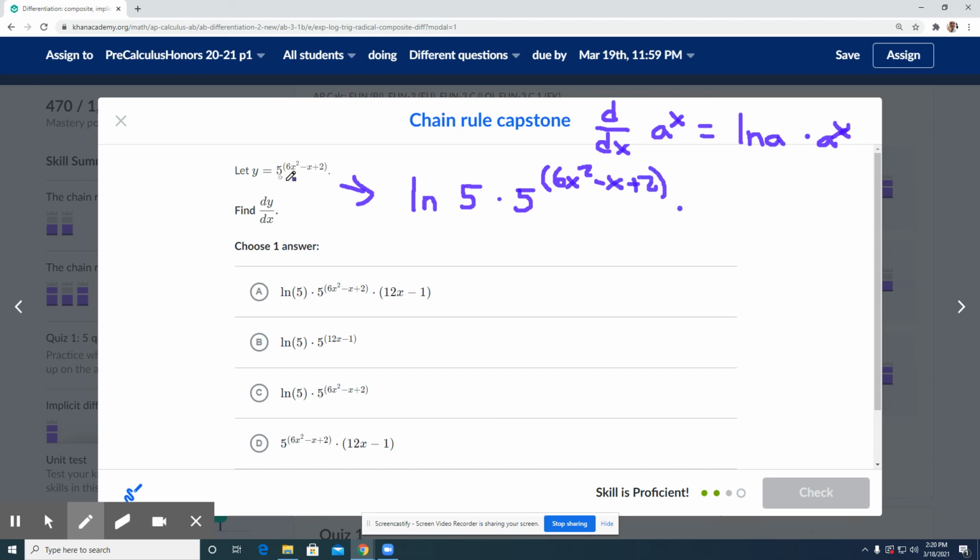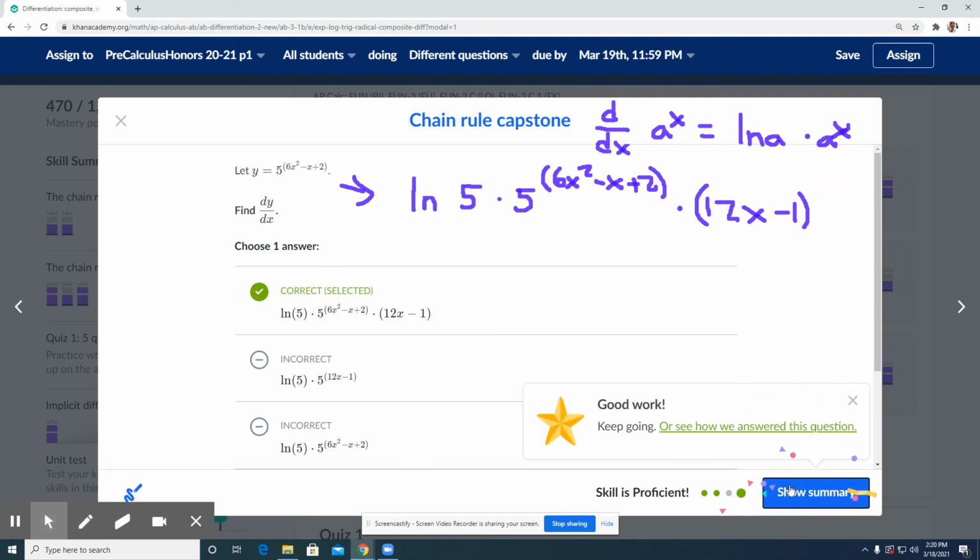times, now I've done the outermost function, then I look at the innermost function. The derivative of the innermost function is 12x minus 1. And then that needs to be in parentheses. All right. Natural log of 5, 12. Just be careful. I don't want to jump. All right. That looks like it. I missed one. Going too fast.